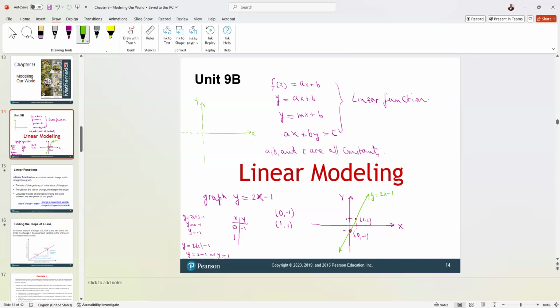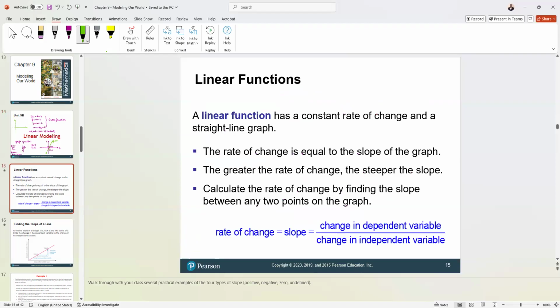So imagine, now we're going to talk about linear functions. Imagine that rain falls at a constant rate for 6 hours, and we use a rain gauge to measure the depth of rain accumulating during this period of time.